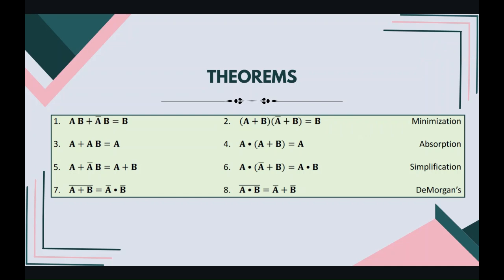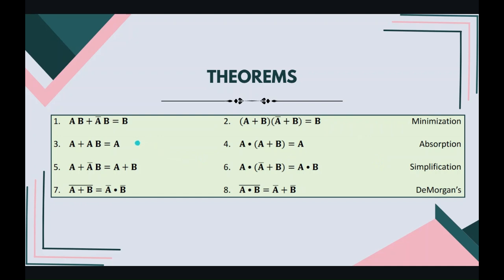Now is the theorem part. So, first is the minimization theorem. This means that if we have a variable and its complement both ANDed with another variable, the result is simply that variable. This shows how using both a variable and its complement within an OR operation can simplify the equation to just be B. Second theorem, which is the absorption theorem.